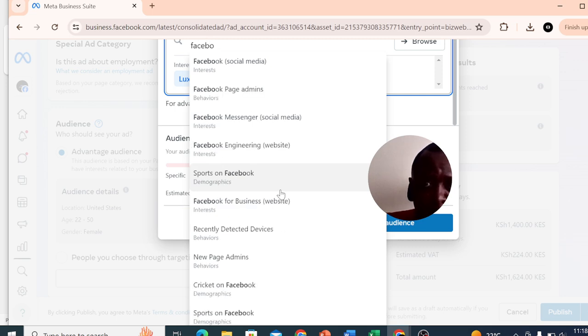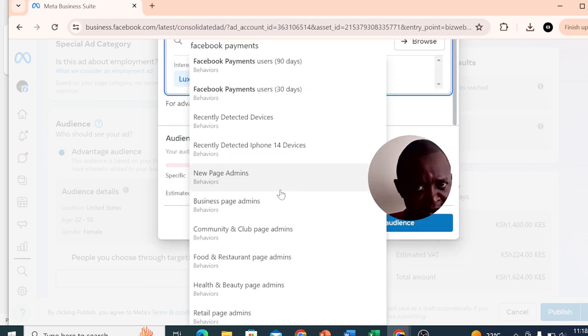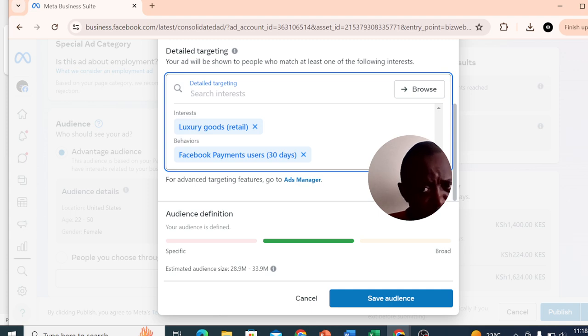Facebook payment. You don't want just people who are visiting Facebook. Okay? So you have this behavior: Facebook payment users. This behavior means that these people have bought, they have purchased something on Facebook, and they have used Facebook payment as a payment option. So this is another sign that these are people who are shoppers. These are people who are online shoppers.